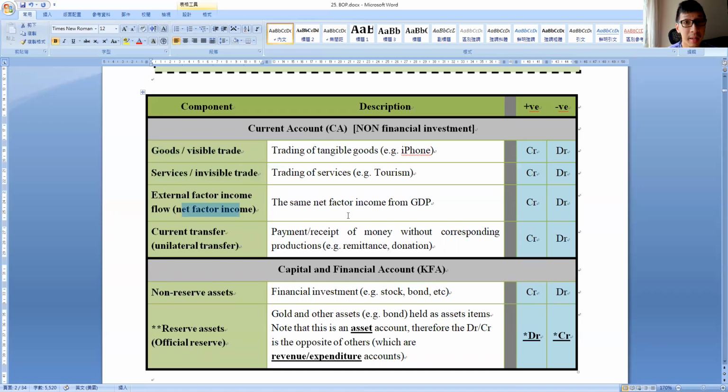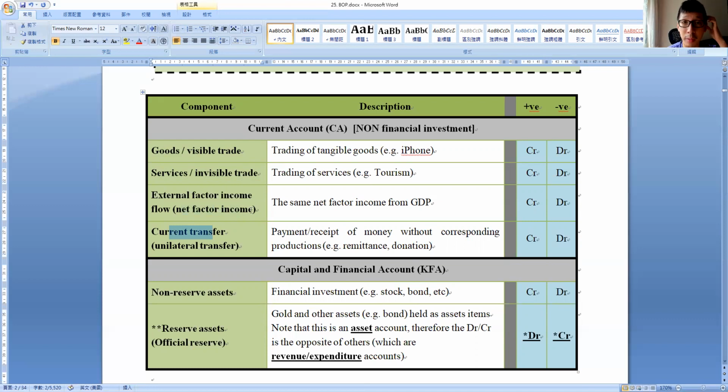NFI, do you remember? In GDP, we also talk about NFI, namely someone from the US works in Hong Kong, gets our money and goes back to the US. Those will be NFI. Or we as Hong Kong residents go to work in, let's say, the US for one month, earn their money and go away. These are our NFI. Now refer back to your GDP chapter. The biggest difference between BOP and GDP is actually the last one.